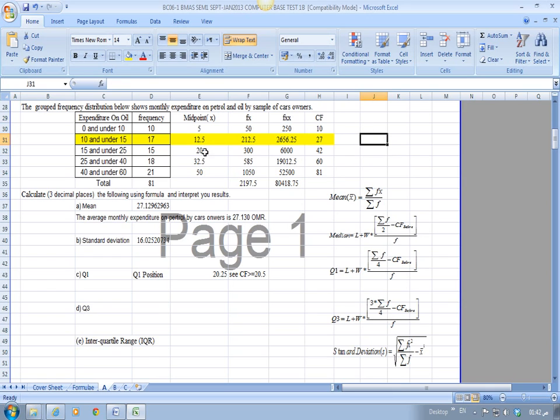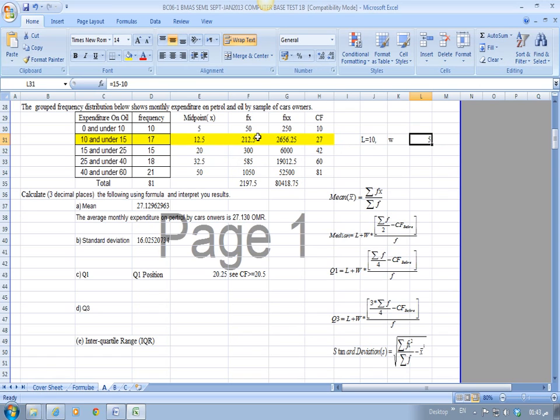But for this class, the width is W. Now for this class, L equals 10, it is very clear. And then I want to calculate W. Here I can calculate it: it is equal to 15 minus 10, and then press enter. It means that W is 5.